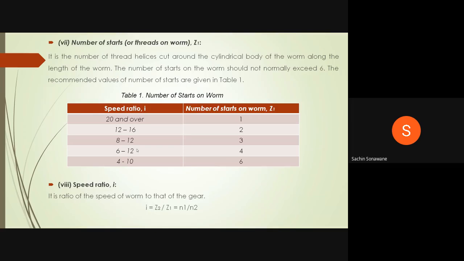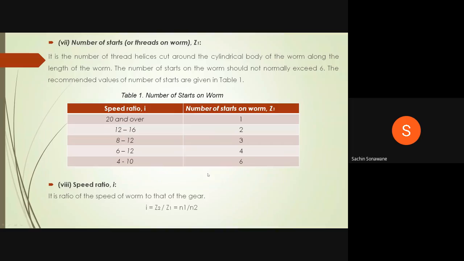Table 1, number of starts on worm. In one column, speed ratio i is there. In the second column, number of starts on worm Z1 is there. Therefore, for 20 and over, number of starts is 1. For speed ratio i equal to 12 to 16, number of starts is 2. 8 to 12, 3. 6 to 12, 4.